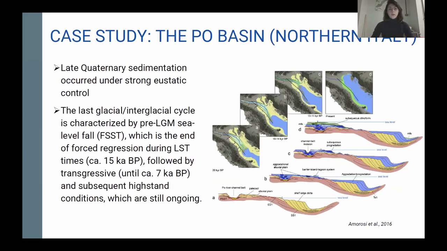There are a lot of papers in the bibliography on the coastal and marine areas because the late Quaternary sedimentation occurred under strong eustatic control, and the last glacial-interglacial cycle is characterized by a pre-last glacial maximum sea level fall, which is the end of forced regression during the lowstand conditions, followed by transgressive and highstand conditions, which are still ongoing.